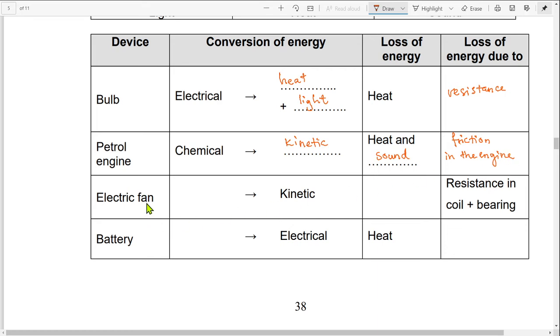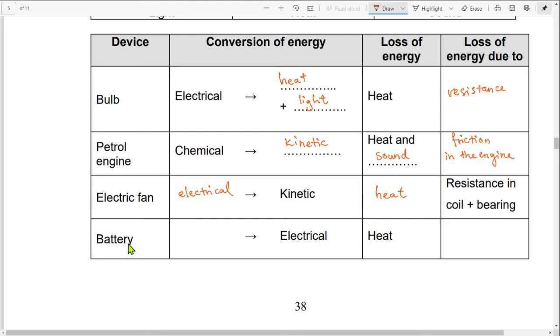Okay, electric fan. Before we can see it is moving, there will be the kinetic energy. What comes before that? So here it must be electrical. Okay, so electrical energy converted into kinetic energy. So in what way can energy be lost? Energy can be lost as heat. Okay, it's due to the resistance in the coil and also the bearing.